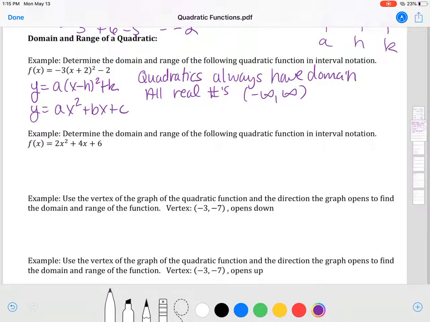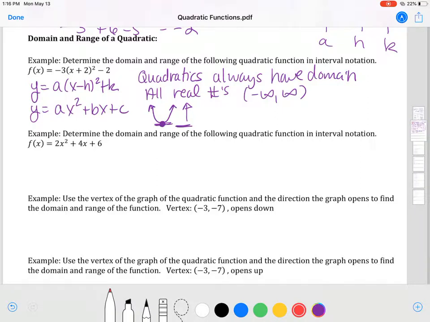Now the range, however, is going to change depending on two things. It depends on where the vertex is at, and it also depends on whether it's concave up or concave down. If I look at a picture that's concave up, and I look at my vertex, remember the range are all the values of y. So it's going to be from my lowest point to my highest point. And in this case, my lowest point would be my vertex, and my highest point would be infinity, right? It keeps going up forever. So this is why it really depends on the vertex and which way it's facing.